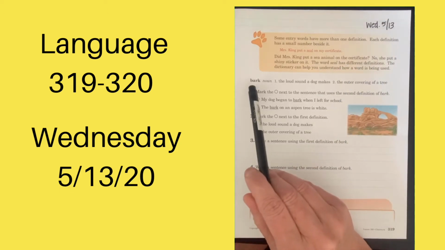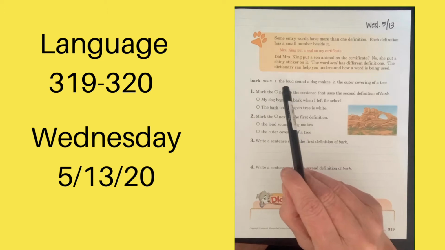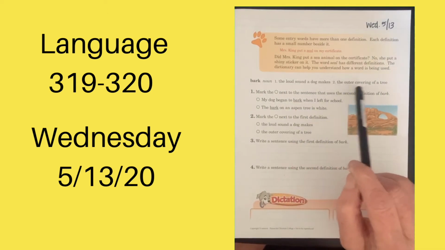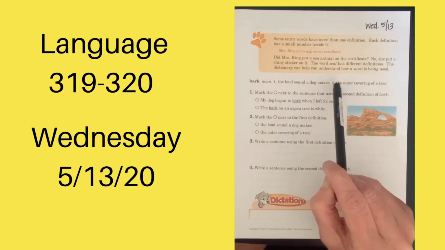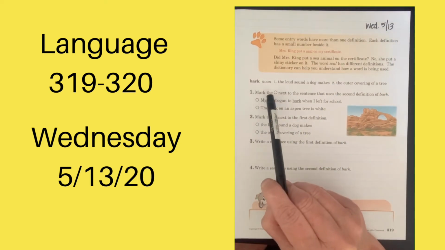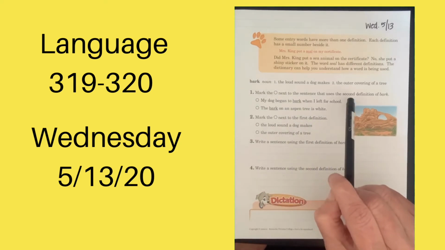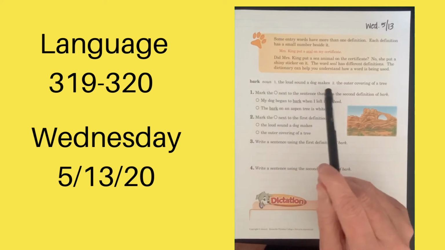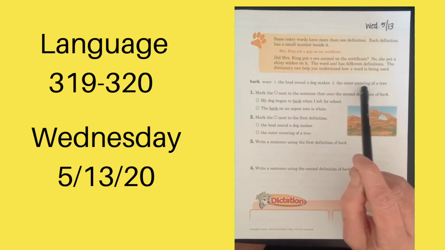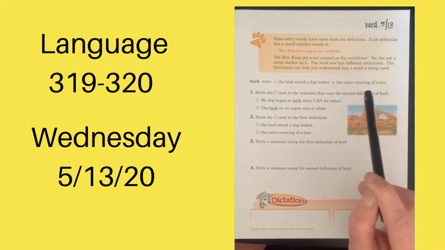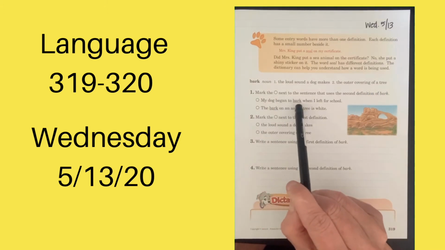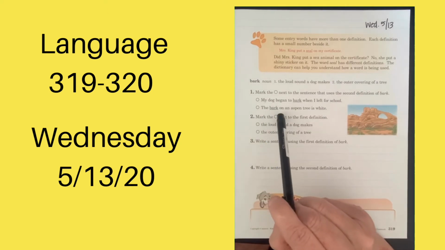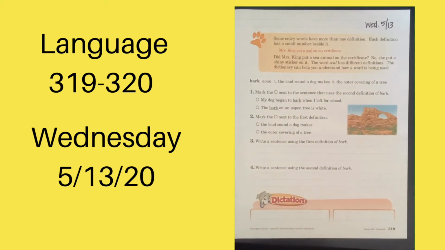So right here, bark is a noun, and it can be the loud sound a dog makes, or it can also be bark on a tree. So here's one and here's two. It says mark the circle next to the sentence that uses the second definition of bark. Well, which one's the second one? First, second. So we need to find the one that means the covering of a tree. My dog began to bark when I left for school. That's not talking about tree bark. The bark on an aspen tree is white. That's the one we want.